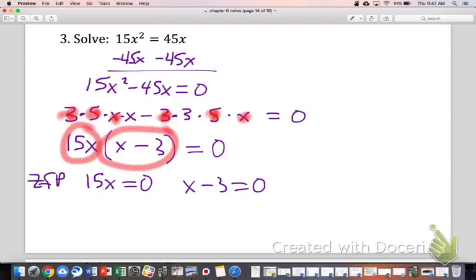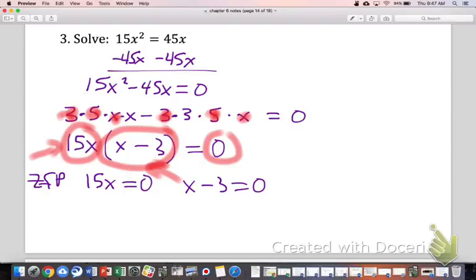2 would be a really terrible guess. I got to say, Haley, I'm sorry. But 0 would be a great guess because you know that anything times 0 is 0. So if you've got something times something else, and the answer is 0, to solve the equation, you set each of the factors equal to 0.